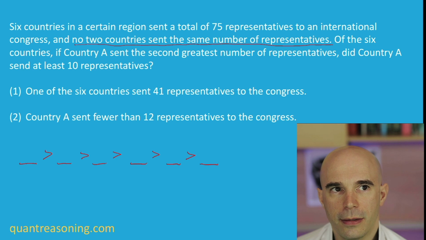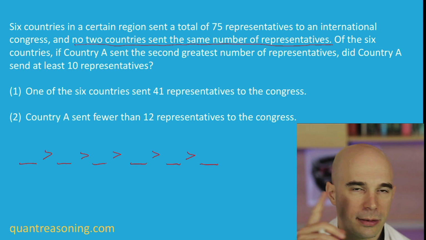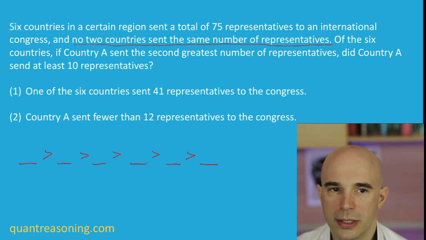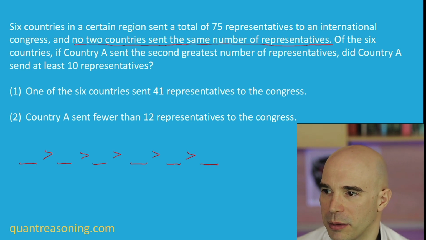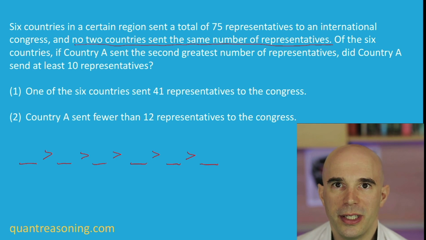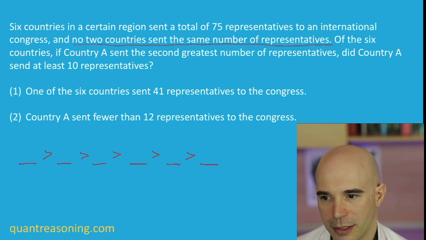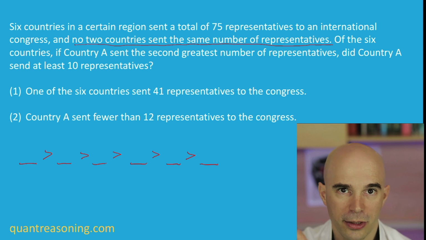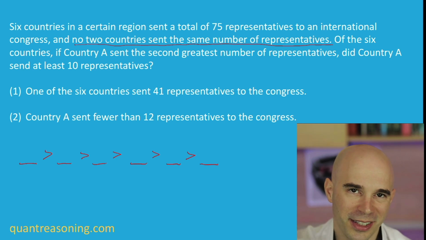And this is a visualization method that I developed after many, many times of making careless errors when the GMAT tells me there are 5 different positive integers, and I would just miss the word different. In this case, it's not the word different. It's no 2 countries sent the same number of representatives, but that's the same thing as saying they're different numbers. I missed that word so many times, and then I developed this visualization method, and since then I haven't made that careless error. Because I ask myself, is it greater than, or is it greater or equal? And then I have to check, and then I see the word different.